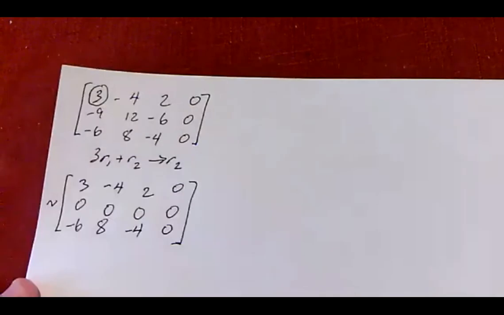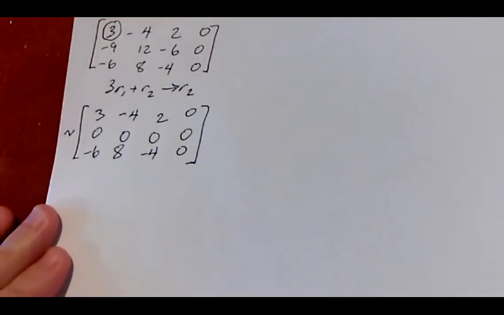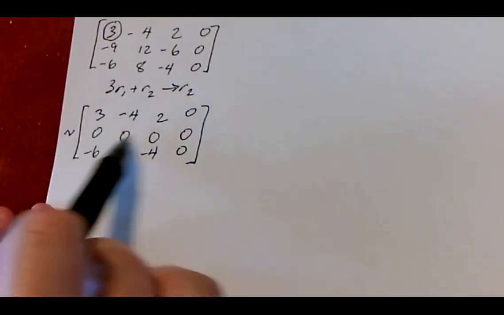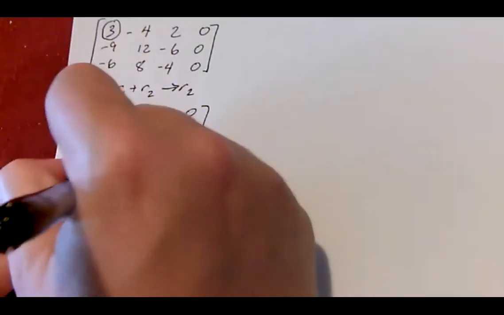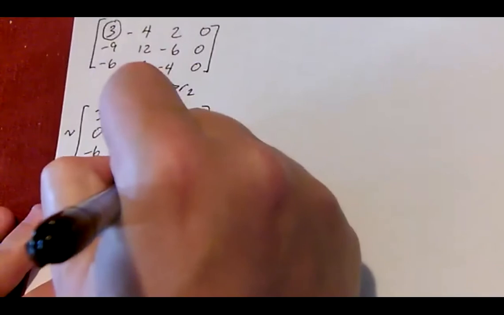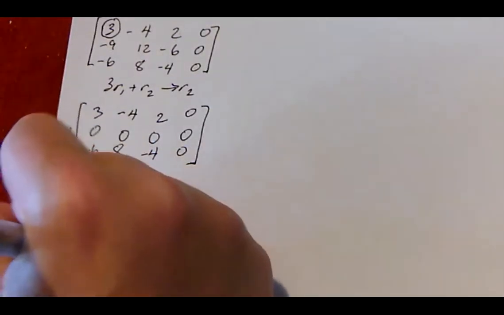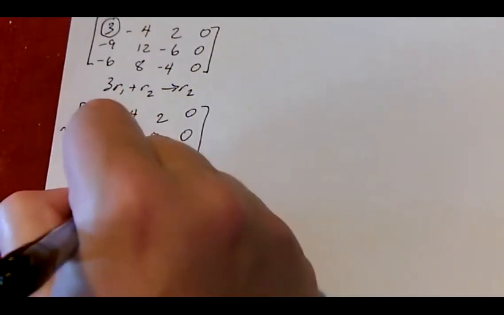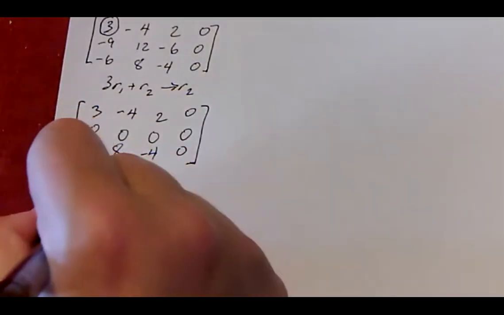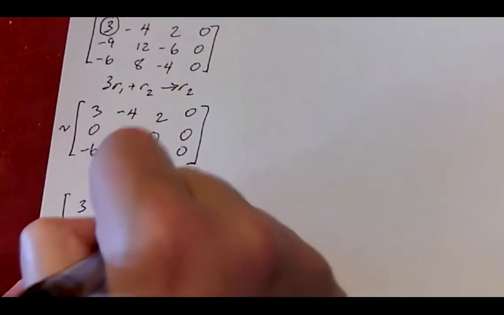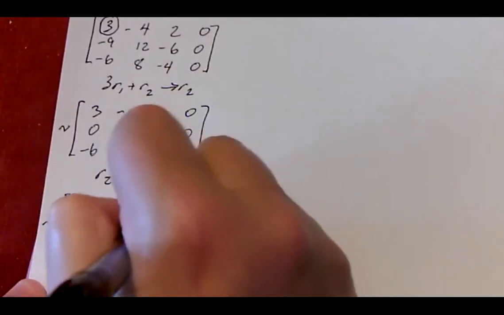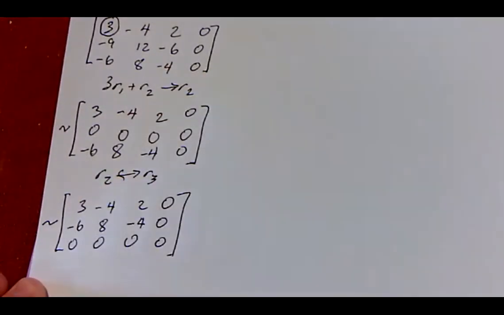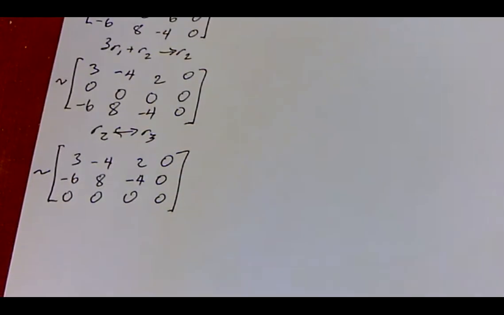Again, we use that tilde to indicate an equivalent matrix because we did a row operation. Now I've got a row of all zeros, so I want to take that row of all zeros and get it to the bottom. So I'm going to interchange row 2 and row 3, because I know I need that all zero row at the bottom of my matrix. I take row 2 down to row 3, and there is my row 3 up to my row 2 now.